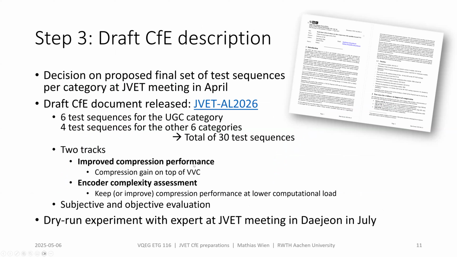One is on improved compression performance. One is on encoder complexity, because that was identified to be a key topic, as I mentioned before. So while for the first category, the goal would be the classical one, we would strive to get significantly better compression performance at the same bit rate.